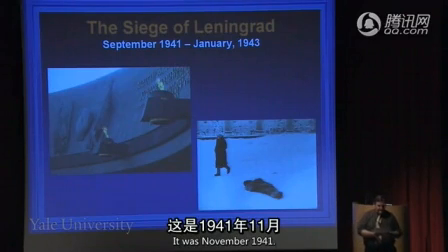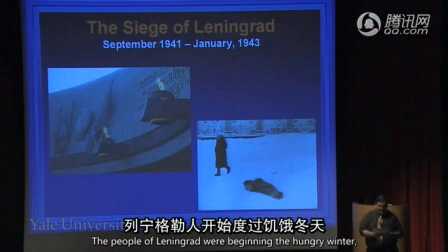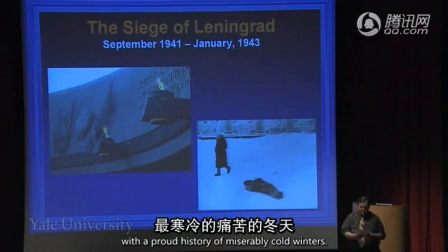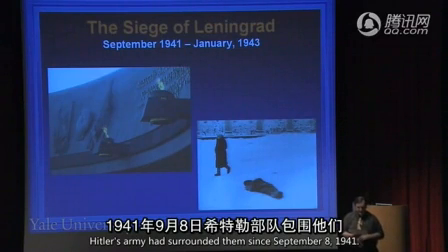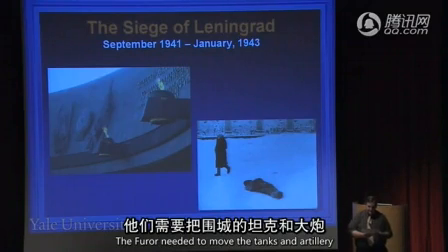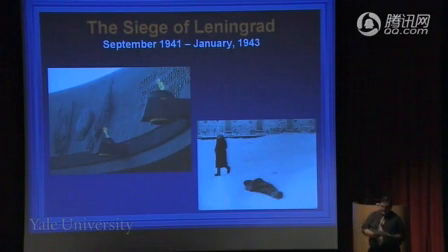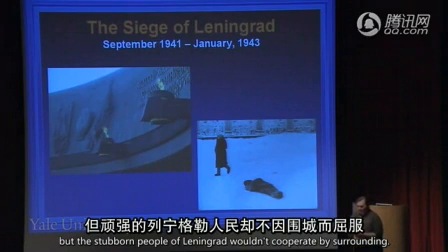It was November 1941. The people of Leningrad were beginning the hungry winter, the coldest winter ever in a city with a proud history of miserably cold winters. Hitler's army had surrounded them since September 8, 1941. The Führer needed to move the tanks and artillery that surrounded the city to other fronts, but the stubborn people of Leningrad wouldn't cooperate by surrendering.